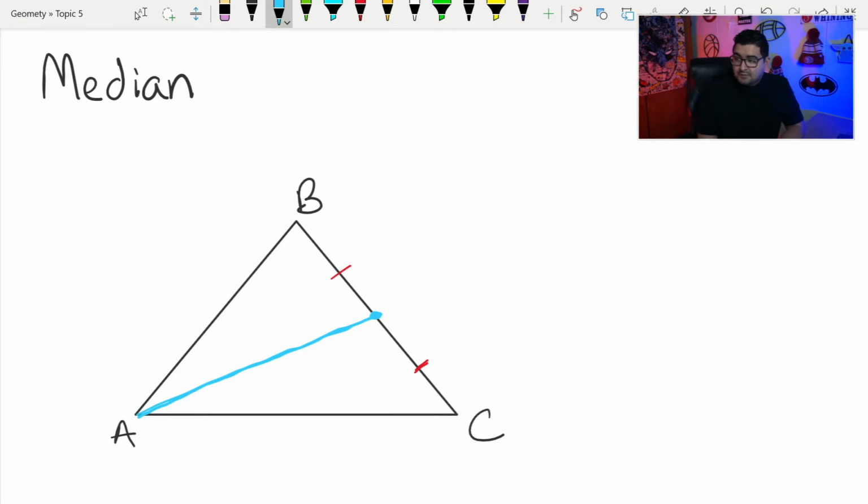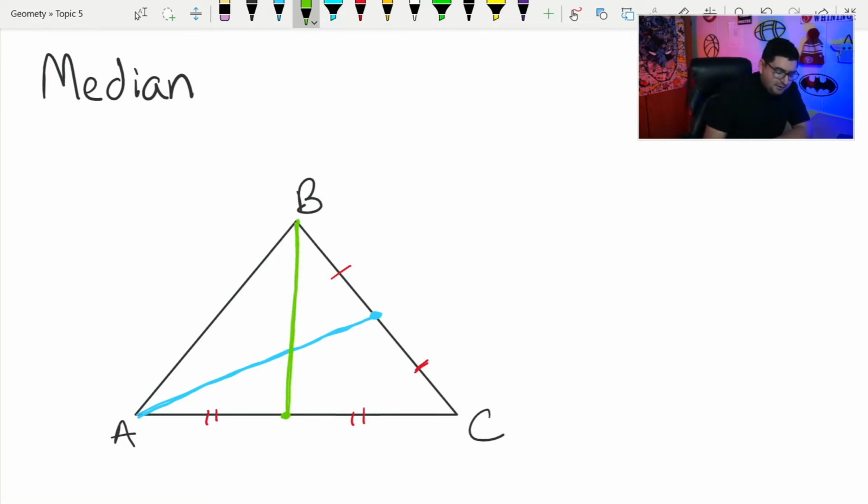Alright. And since a triangle has 3 points or 3 sides, we can do 3 medians inside a triangle. So let's go ahead and draw the medians for the rest of the points. For point B, I would look at the midpoint for side AC, which would be somewhere around right here, meaning that these two segments would be equal to each other. So let's go ahead and connect these.